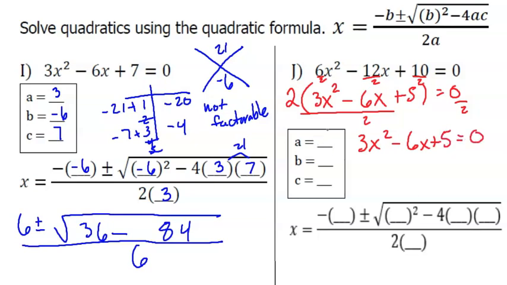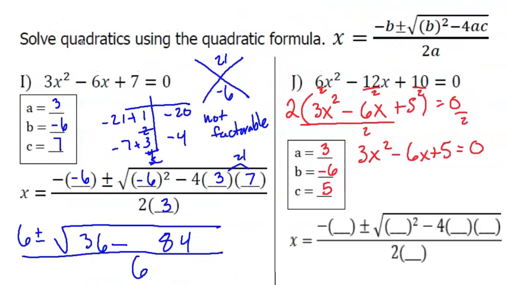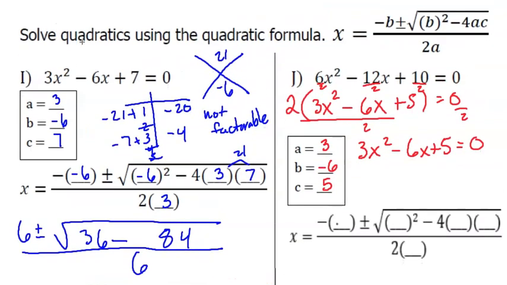Identify a, b, and c based off of that. So a is 3, b is negative 6, and c is 5. If you were to put the original numbers into the quadratic formula, you would still get the same answer. It would just involve more simplifying in the process. So let's plug those in. So I'll plug in a, which is 3. b is negative 6. And then c is 5.